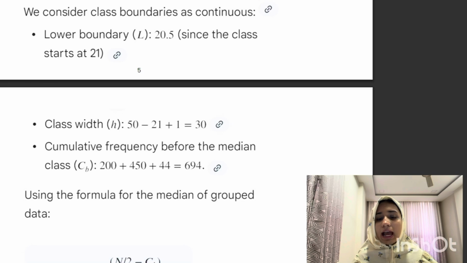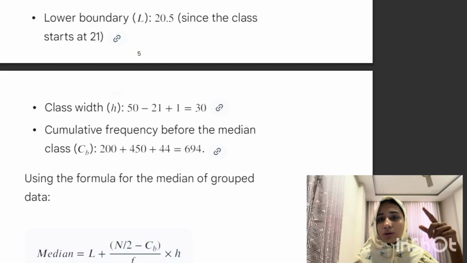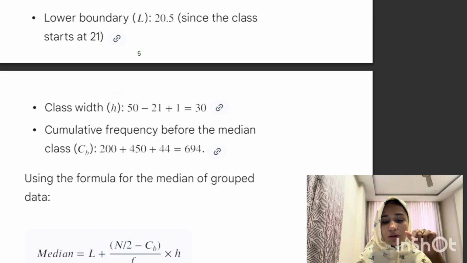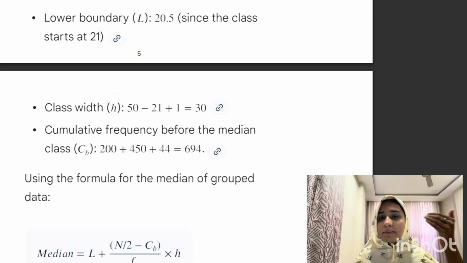The class width h will be 30. The cumulative frequency will be 694. How did 694 occur? When we were doing the calculations above to find the median class, we were adding the previous frequencies to the frequency given in the question for each range. So before finding the median class, the last value was 694. Then 694 was added to 1500 to get 2194.